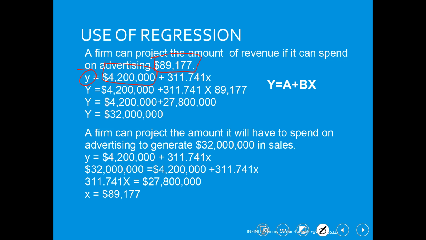Then you have your B here, that is 311.741. That means if you spend $1 of advertisement, your sales will increase by 311.741. And X is the value of advertisement. So if you have these values, you can find out how much your sale is going to be. So 4.2 million plus 311.741 multiplied with 89,177. So you will get a total of 32 million.